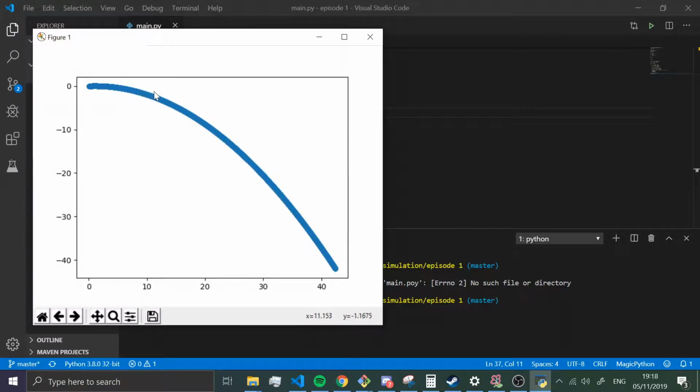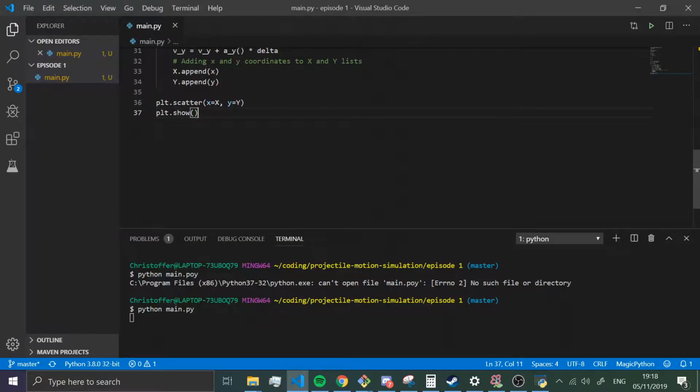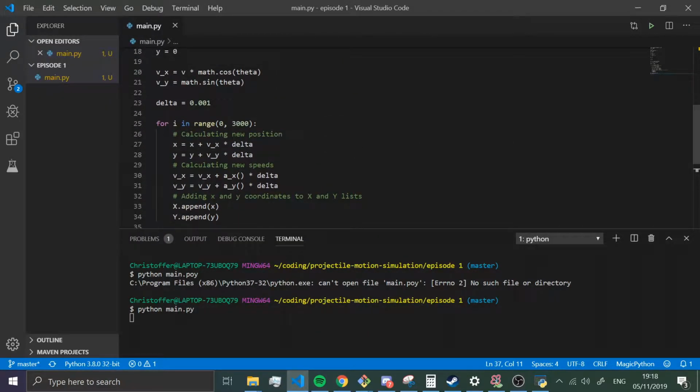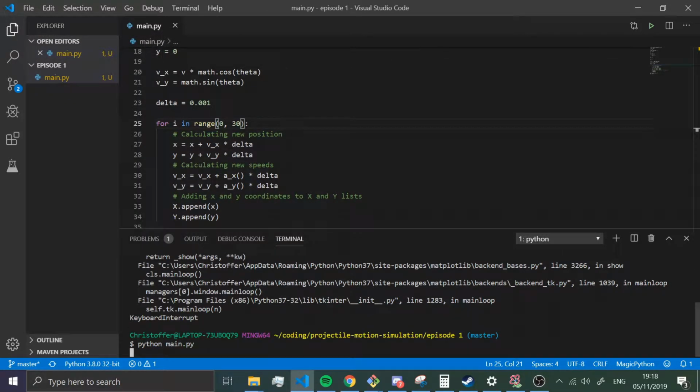Right, so you see we get this. It doesn't quite look like a parabola, but I suspect what's happening is that we're simply simulating too far into the future, because we haven't told the simulation that there's a solid ground. So when the y coordinate goes to 0, it's not going to stop. It's just going to keep going negative, which I suspect is what's going on here. So let's try 30 iterations only rather than 3000. Let's see what that'll look like.